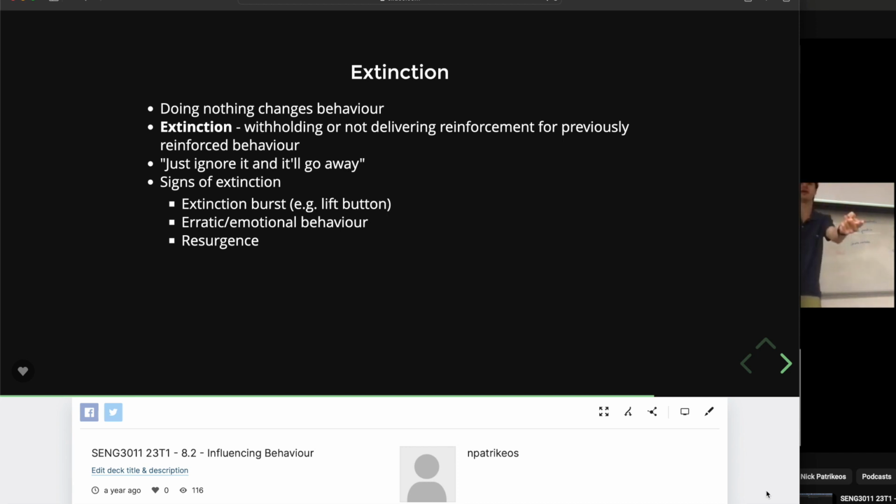So, some signs of extinction. Extinction burst. This is like when your computer dies. I have this problem; this computer's getting a bit old, and sometimes it dies, and I'll press the button to try and turn it on, and it does nothing, and then I'll press it repeatedly, which never does anything. Similar with the lift button: you press it and it doesn't work, and you keep pressing it. You get this sudden burst of behavior as a last resort, and then you're like, okay, I give up.